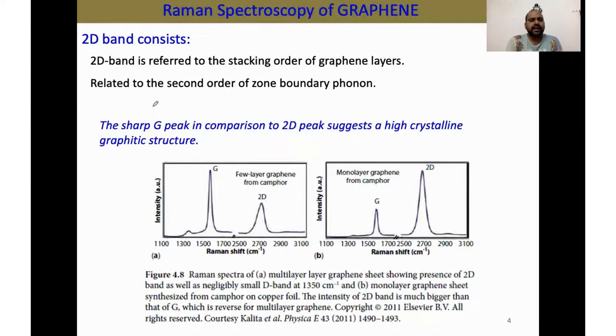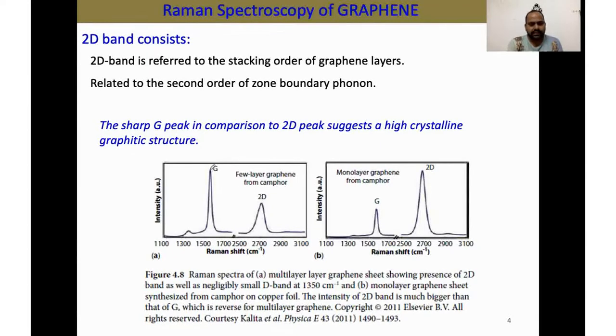So if we compare the sharp G peak with respect to the 2D peak, then we can get an idea about what kind of crystal, or the crystal quality, it is. See, there are two data given below, figure A and figure B. The Raman spectra of A is a multi-layer graphene sheet showing presence of 2D band as well as a negligibly small D band at 1350 centimeter inverse. So this is the D band, this is the G band, and this is the 2D band.